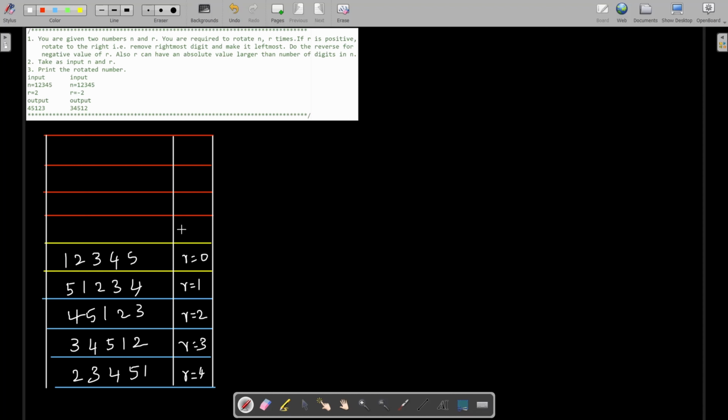If you want to do -1 rotation, it's completely vice versa. You have to take the first one digit from the leftmost and make it rightmost. So take the first one digit, 2, and make it rightmost. If you want the -2 rotation, take the first two digits and make them rightmost. So 345, 1, 2, and this is your -3 rotation. If you want -4 rotation, take the first 4 digits and make them rightmost.